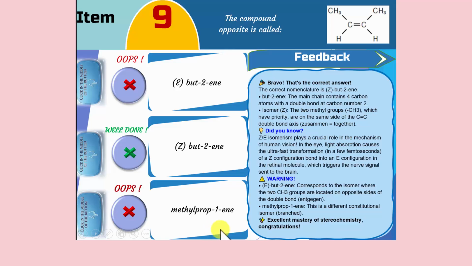a branched constitutional isomer. Z/E isomerism is also important in human vision, where light triggers an ultra-fast Z to E change in retinal and initiates a nerve signal.